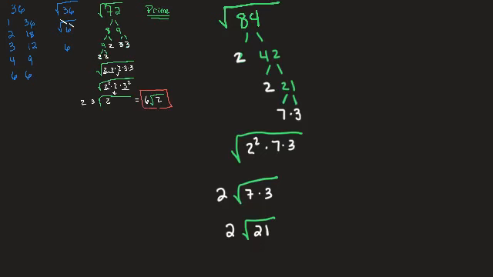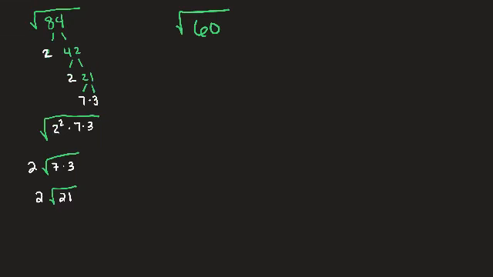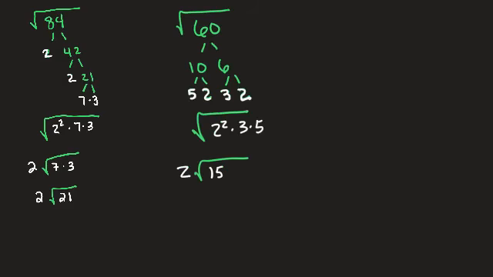Okay, let's try another one. How about the square root of 60? Go ahead and pause the video and see how you do. So did you get 2 square root of 15? 60 breaks down many different ways, and even if I did it a different way, it would still come out, and I'll show that to you in a second. But I want you to see that 60 breaks down to 10 times 6, which is 5 times 2 times 3 times 2.